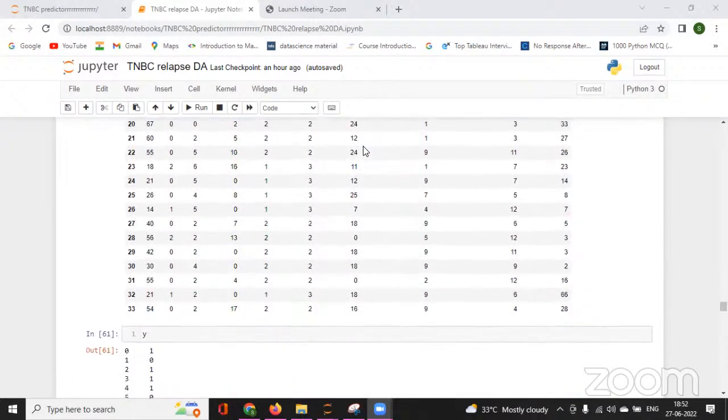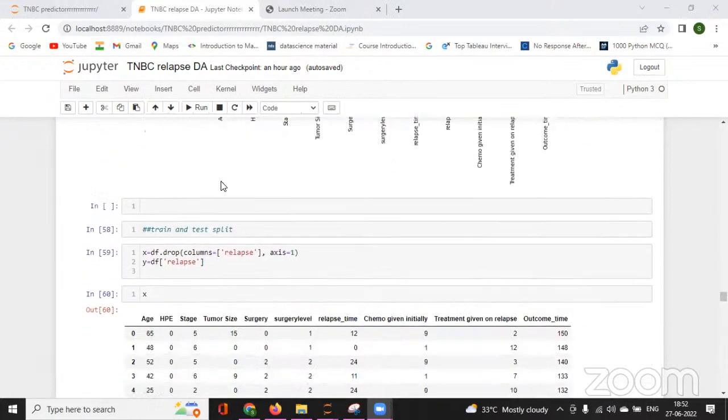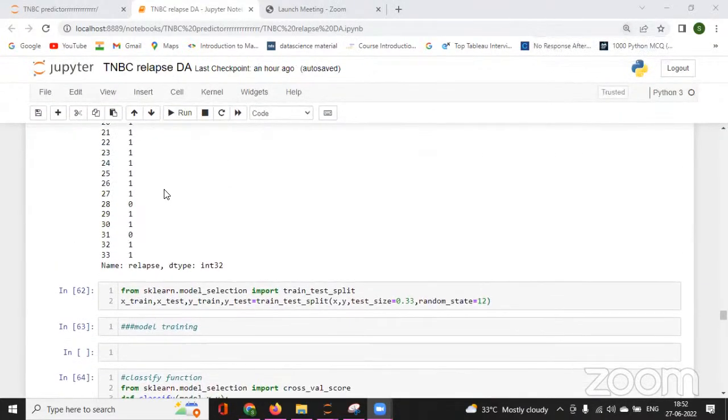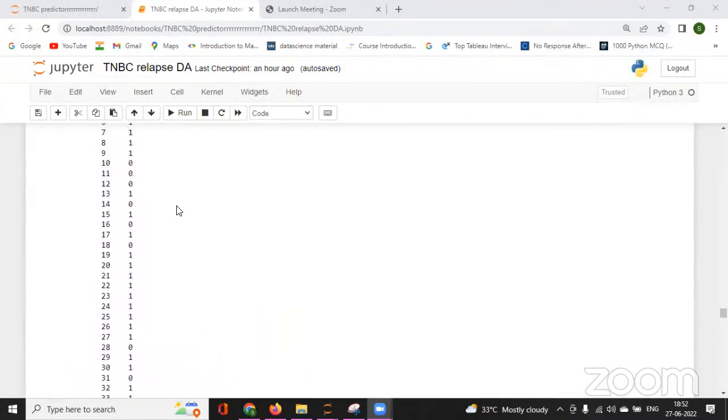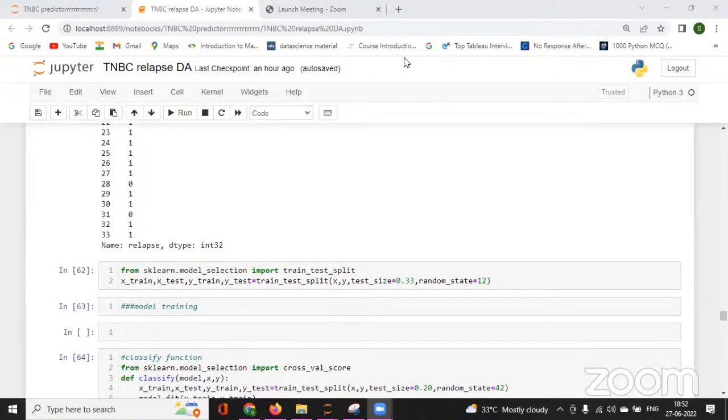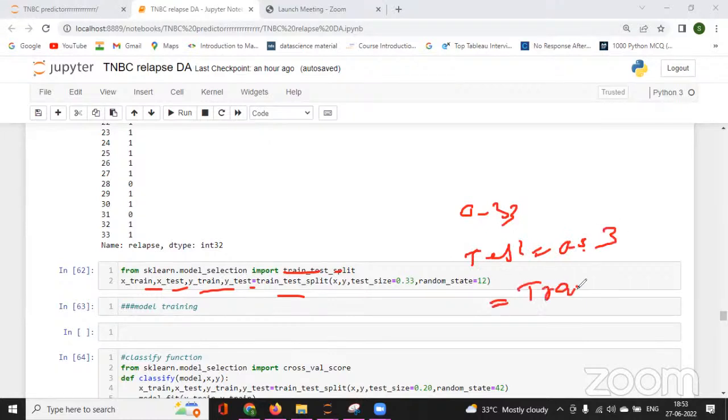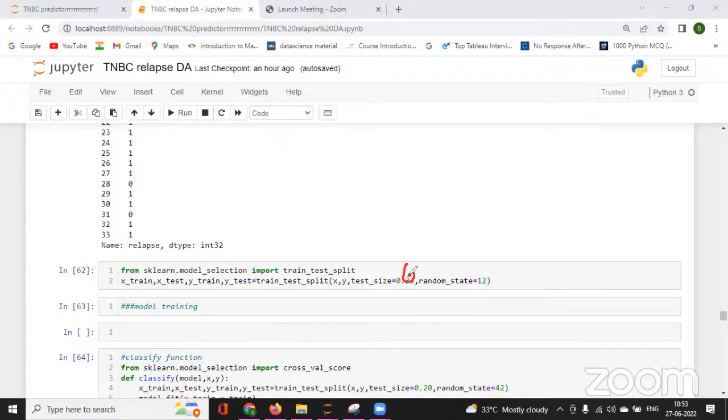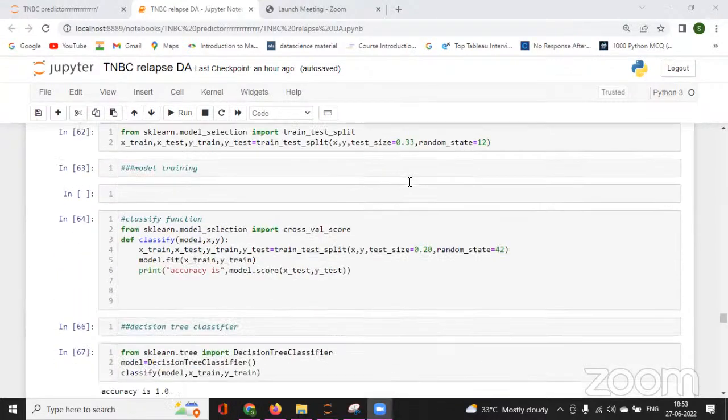And then we are splitting into train and test. So in the output, what we have is relapse 0, 1, 0, 1, whether it is going to relapse or not. Then we are splitting into X train, X test, Y train, Y test. We are giving test size equal to 0.33, so the train size will be 0.67. Since we have a very small data set, we are giving 33. Normally we give just 20, but since I have a small data set, I'm giving 33.